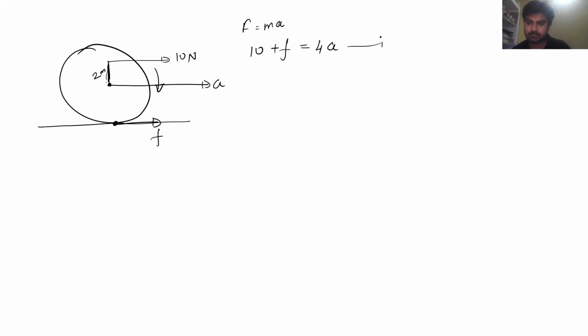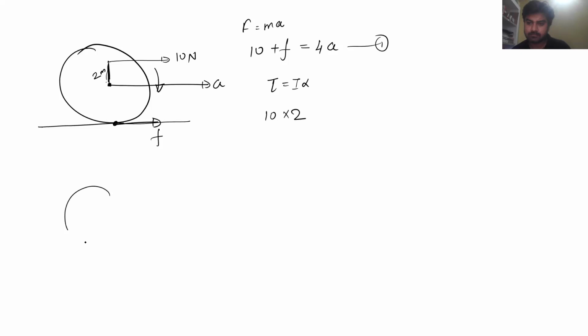This became the first equation. Let's come to the second concept. Second is, if I talk about rotational dynamics, rotational motion, it is torque is equal to I alpha. What is torque? Torque is force into perpendicular distance from the axis. So force is 10 into perpendicular distance is 2 meters. This is the torque due to the 10 Newton force, which will try to rotate it clockwise.